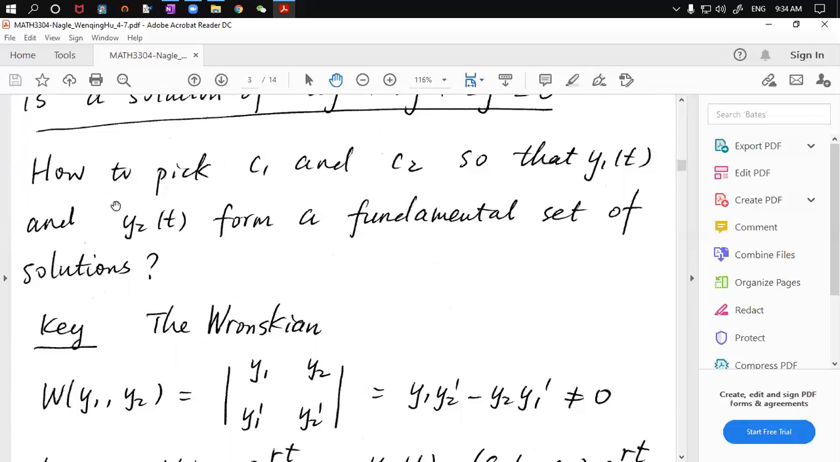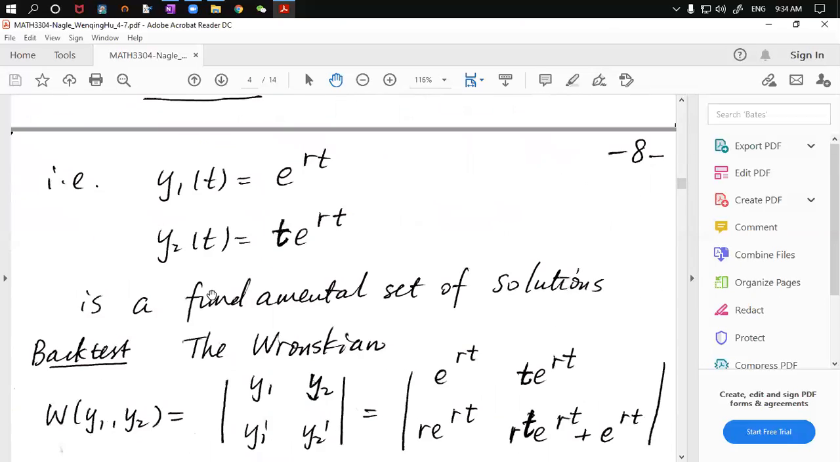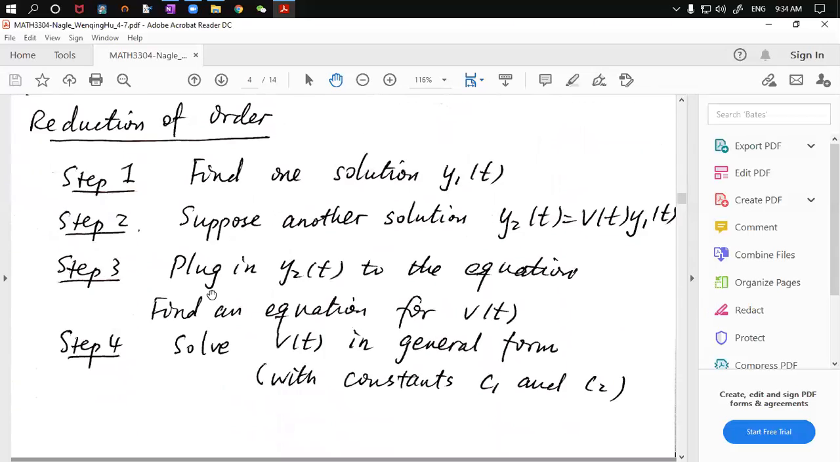You have to be lucky twice. And how do you be lucky twice? Well, you guess one solution, you guess another solution, and these 2 solutions have to form a set of fundamental solutions. Namely, the Wronski has to be non-zero. As long as you have this set of fundamental solutions, any solution is a linear combination of the 2. So that's the general method.